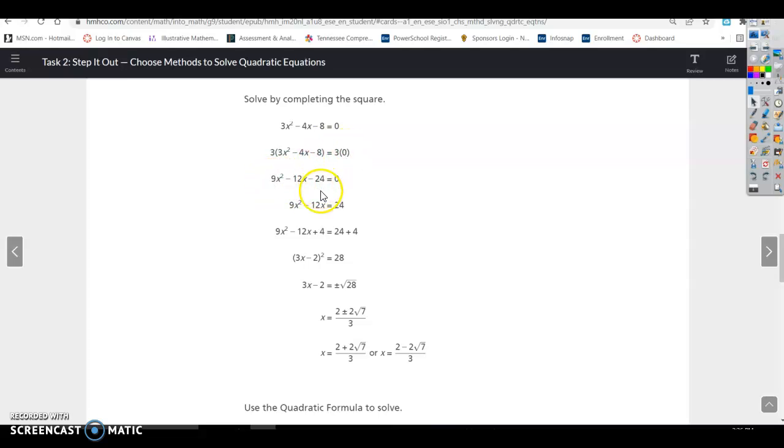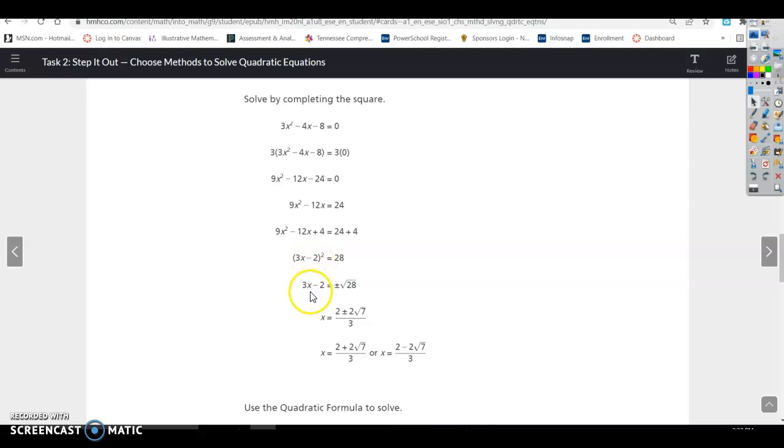Once we do that, we're going to move the constant term to the other side so that we can complete the square. So to complete the square, we do the formula that we did: b squared over 4a, and that's how you get this end term here. Once we do that, we know this is a perfect square trinomial because we made it that way, and that way it can be factored.